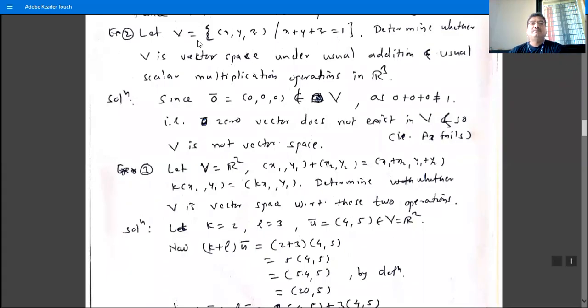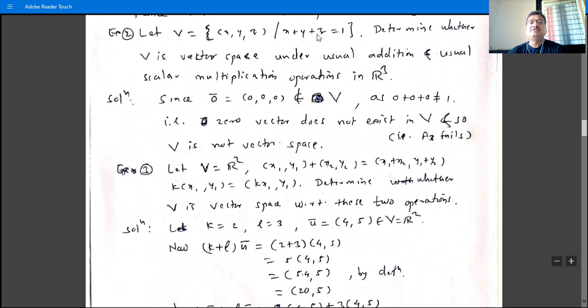Next example, let V be equal to the set of ordered triples (x, y, z), three-tuples, such that x plus y plus z is equal to 1. That is, this is the subset of R cube in which the addition of the three components, that is x, y, z components, is equal to 1. For example, what are the elements of this set?